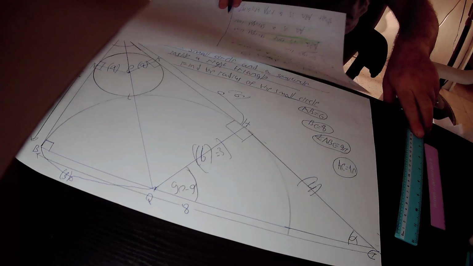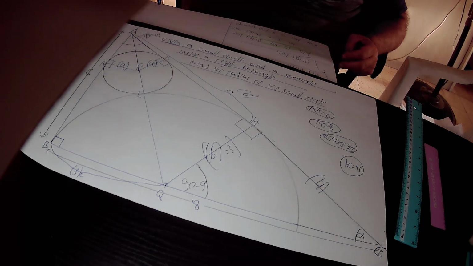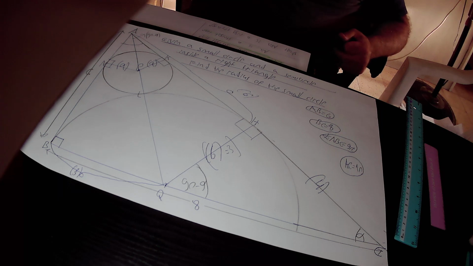And in the right triangle ABQ, we will define the size of angle A as 2 theta. And the angle bisector QA bisects angle A into 2 halves. Each half equals theta, of course.